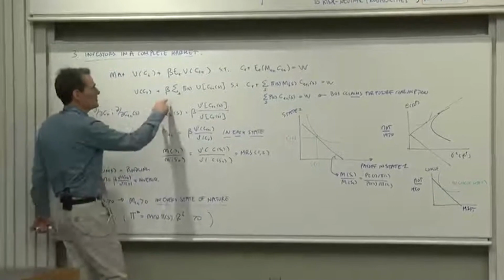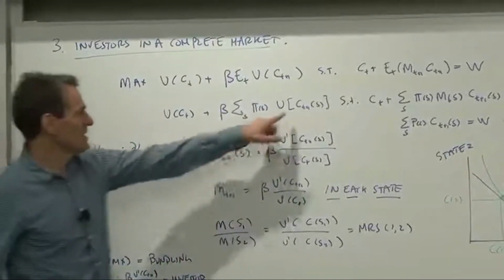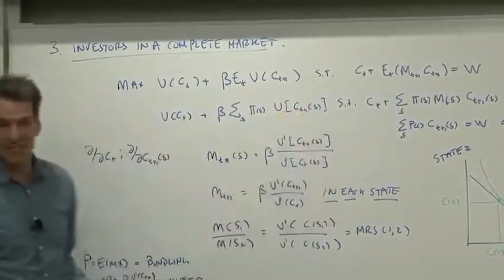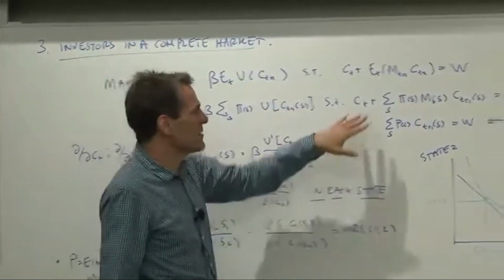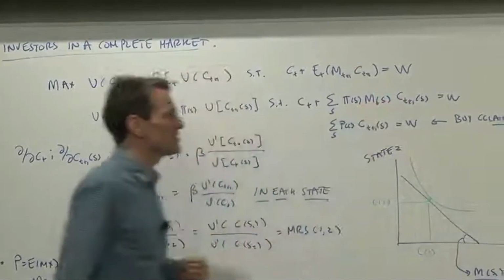What I mean by expected utility is the sum over states, probability of each state, times the utility of consumption in that state. The budget constraint, what do we mean? Why is that the budget constraint? Why does the discounted value of future consumption show up?